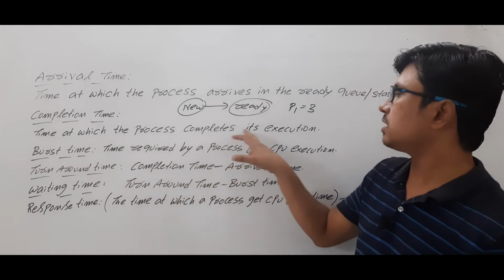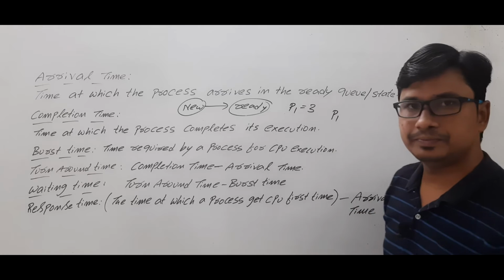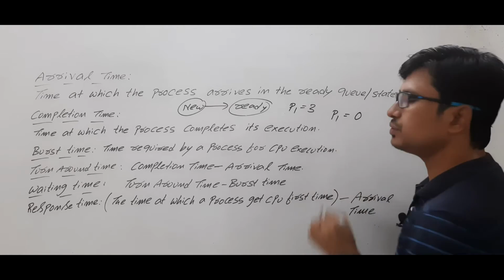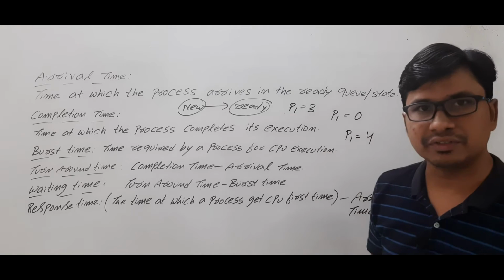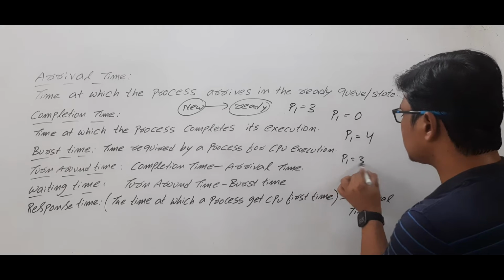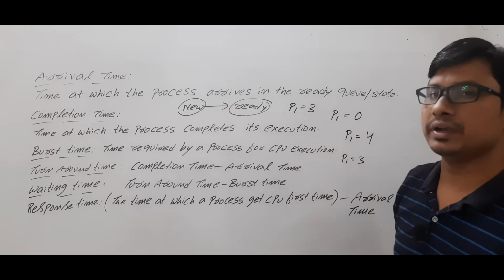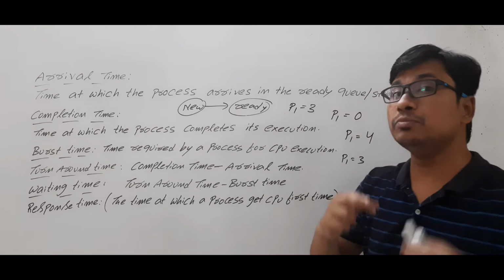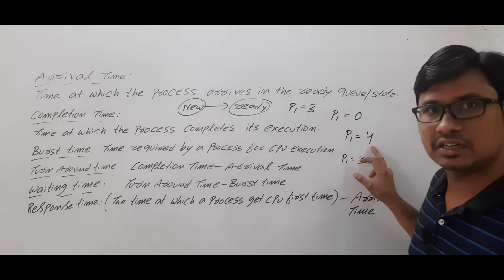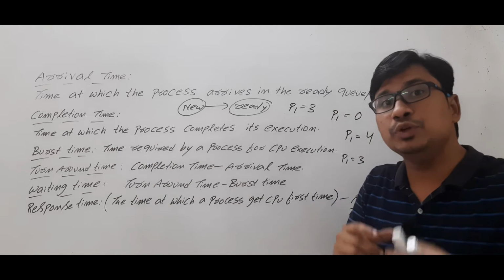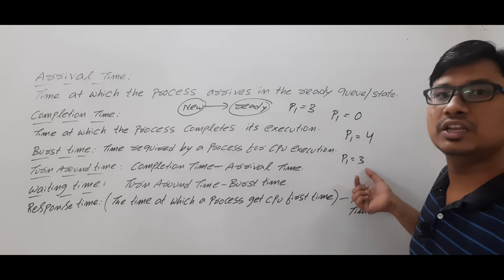Now, look at the completion time. It is the time at which the process completes its execution. Suppose process P1 has arrived at 0 units of time and has completed its task at 4 units of time, and its burst time is 3 units. The arrival time is 0 units for the process P1. What is the completion time? At which time has the process completed its task? At 4 units of time, the process P1 has completed its task. Now, burst time is how much CPU time is required. The time required by a process for CPU execution is 3 units.